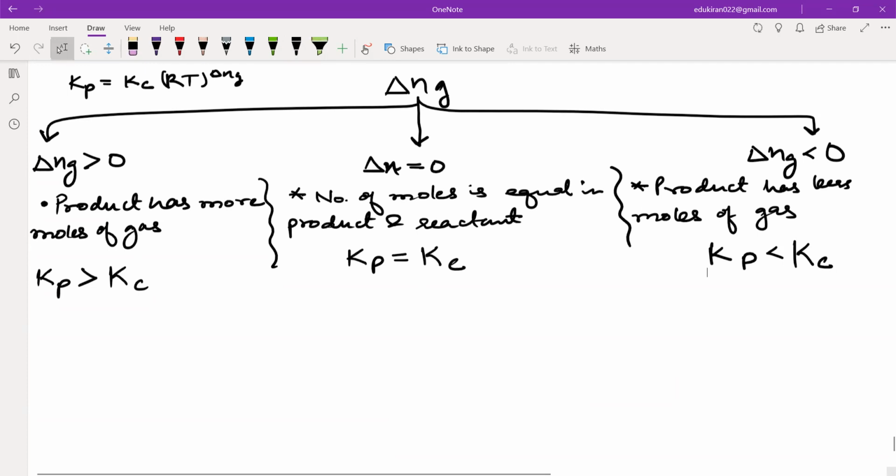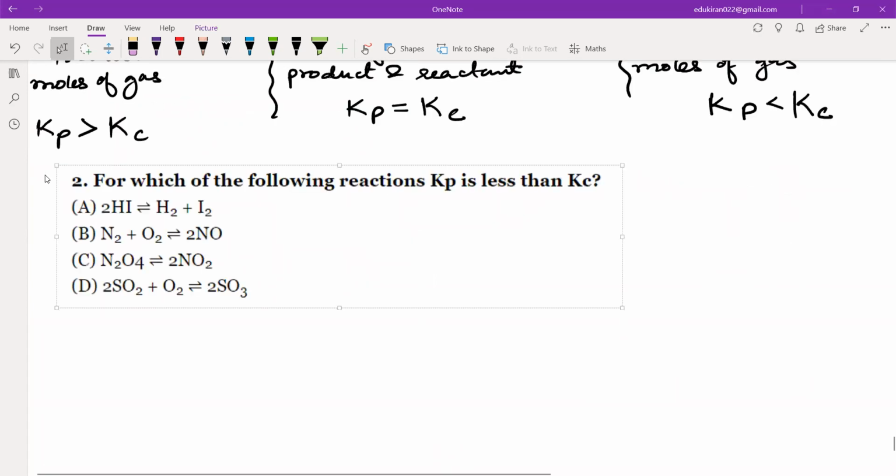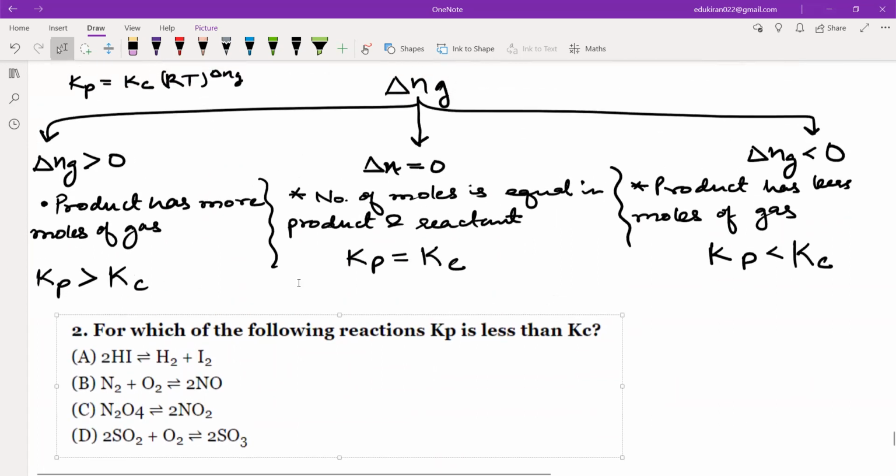Okay. This is important. On this page only, I'm going to give you a question. You can write this question. For which of the reactions Kp is less than Kc?